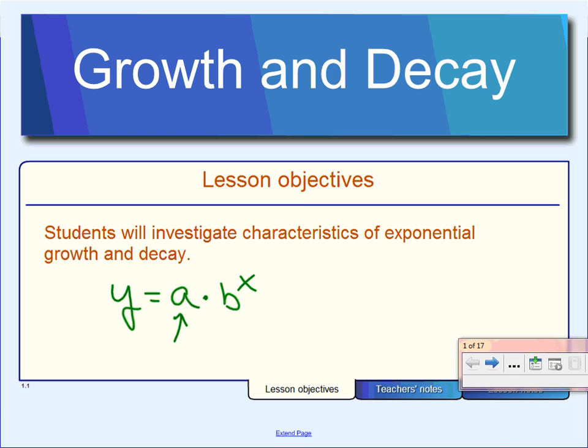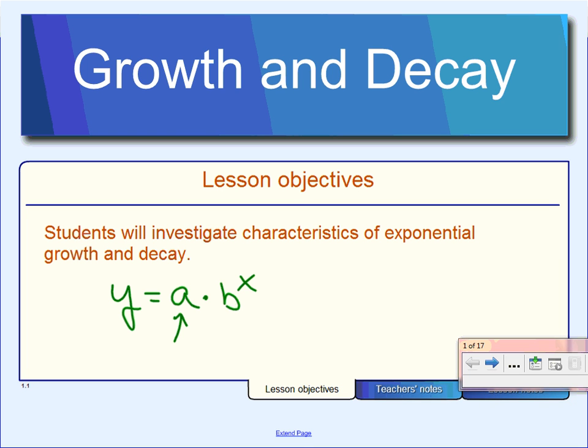First, let's talk about a. On Friday, we said a couple of things about a. What did we notice about a? Where did it show up in our table? A was always right next to what number in the table? Zero. Yeah, it was always right next to 0.